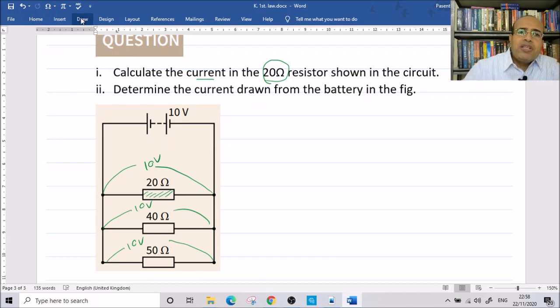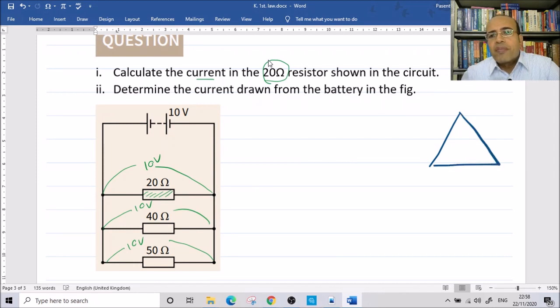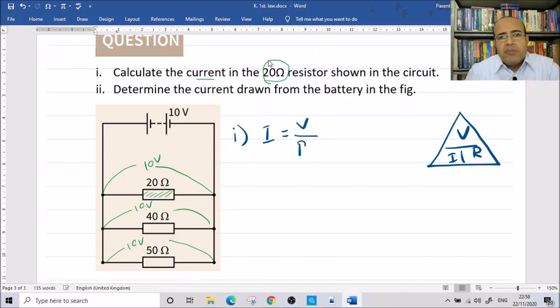Now, what is the relation? The relation is Ohm's law. V equals I times R. We need the current. So the current through the 20 ohm resistor equals the voltage divided by the resistance. So the voltage is 10 and the resistance is 20. 10 divided by 20 is 0.5 ampere. So this is the current through 20 ohm.